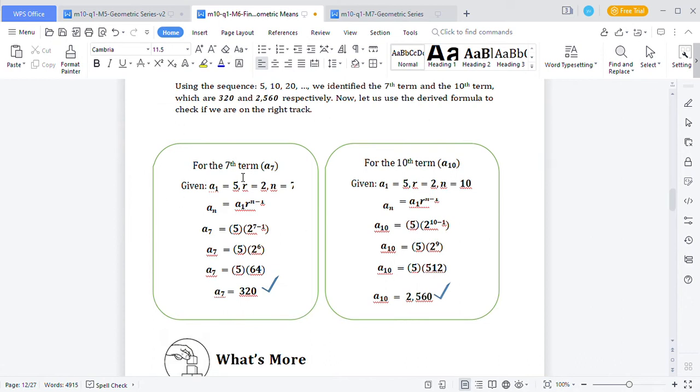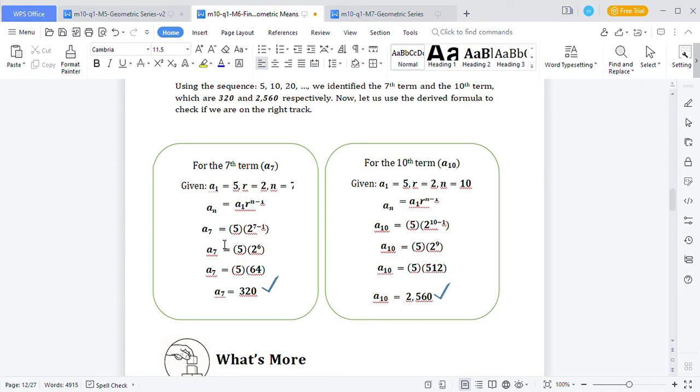So for us to identify the 7th term, the given is A sub 1 equal to 5. Your R, the common ratio, is equal to 2. And your N is equal to 7, since you are looking for the 7th term.